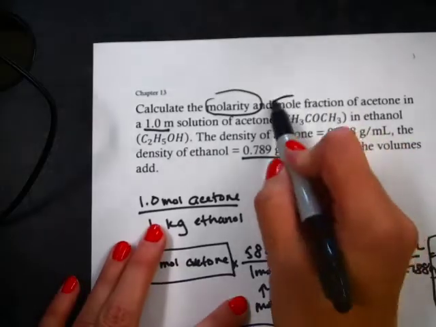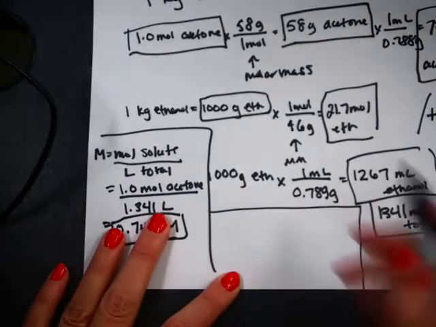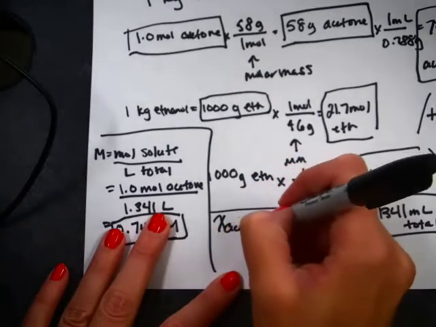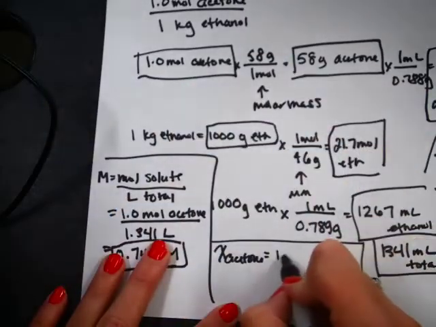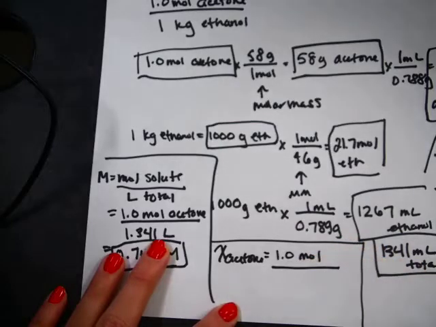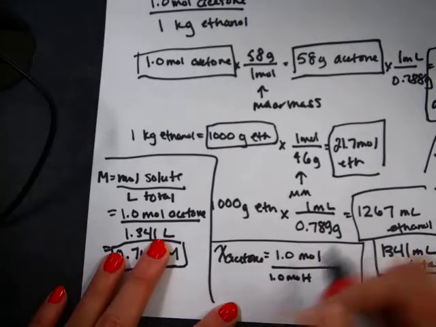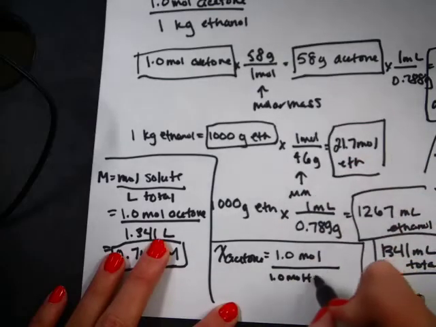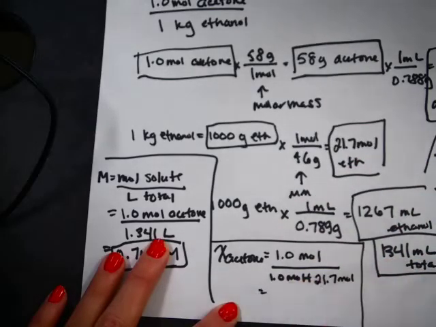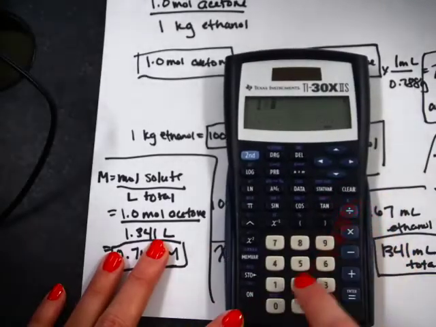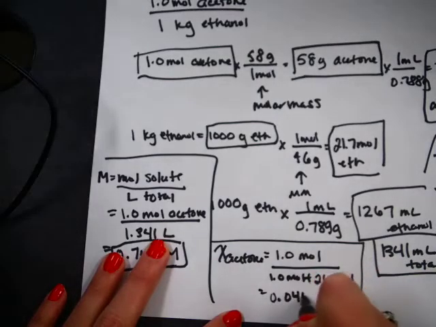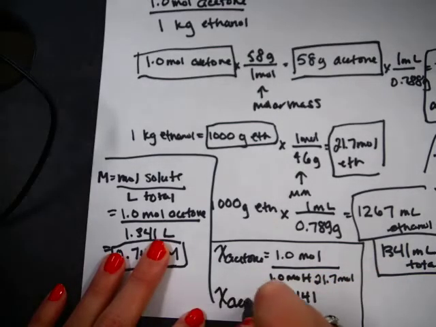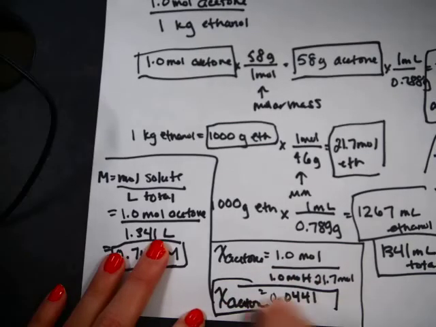All right, and then the other question they asked me for is mole fraction of acetone. So this would be moles of acetone on top, total moles on the bottom. So I have 1 mole of acetone, and I have 1 plus 21.7 on the bottom, so 22.7 on the bottom. Right, 0.0441. No unit on that one, the moles cancel. So that's my mole fraction of acetone.